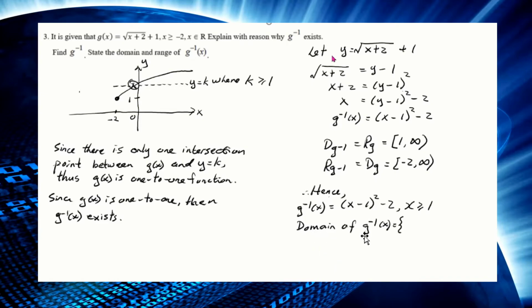The domain of this inverse function g is x, where x is greater than or equal to 1, and x is a real number. And the range of this inverse function of g is y, where y is greater than or equal to negative 2, where y is a real number.